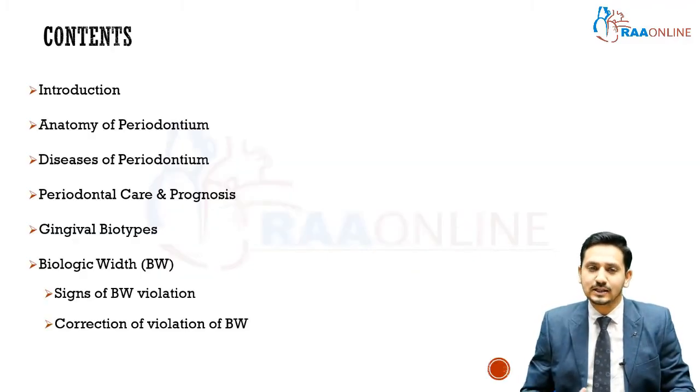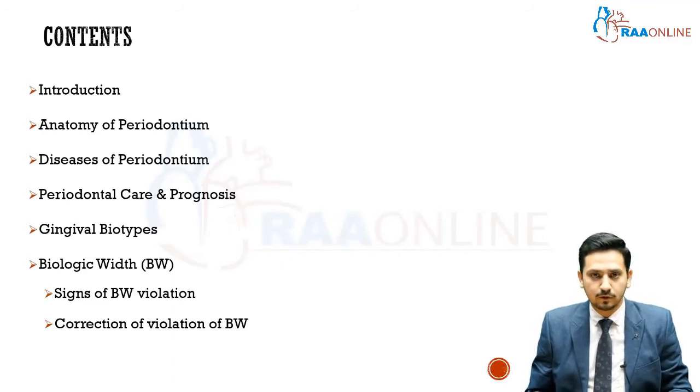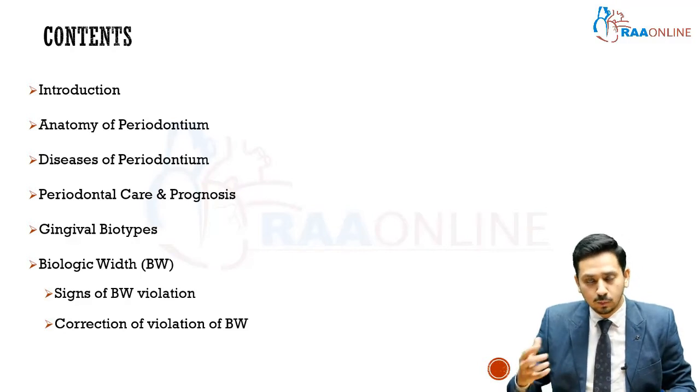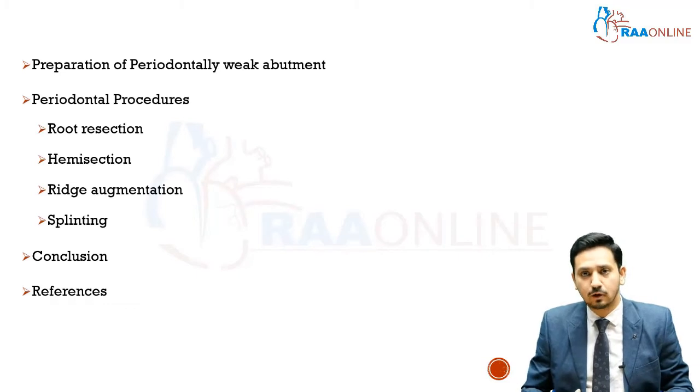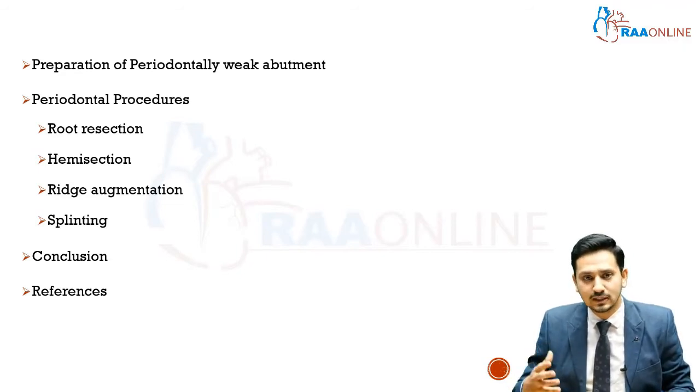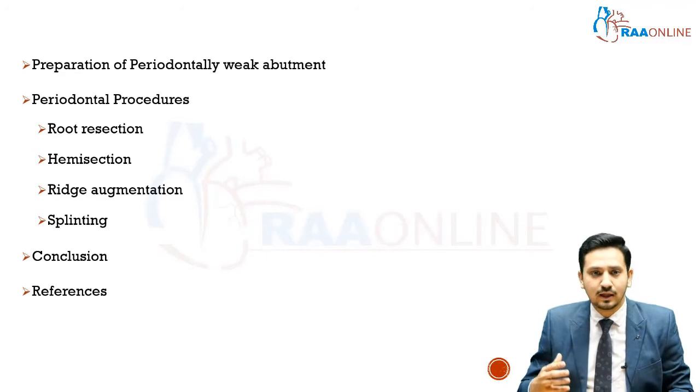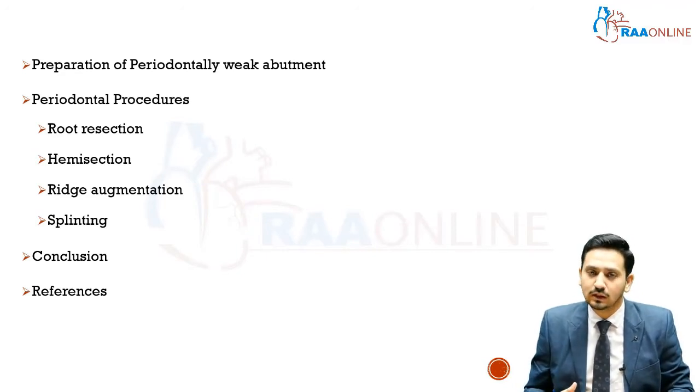Contents of this presentation will be introduction, anatomy of periodontium, diseases of periodontium, periodontal care and prognosis. I'll be talking about the gingival biotypes that are available. I'll be talking about what biologic width is, signs of biologic width violation, and how to correct a violated biologic width in a particular patient. And I'll also be talking about preparation for periodontally weak abutment teeth and then periodontal procedures. Under periodontal procedures, I'll be talking about root resection, hemisection, ridge augmentation and splinting, and finally I'll conclude with references.